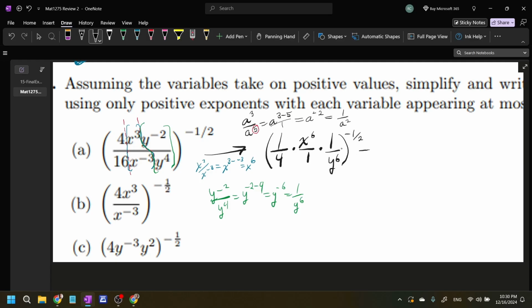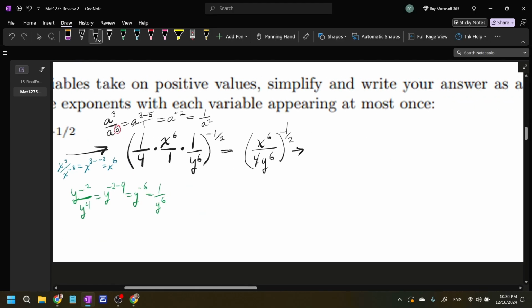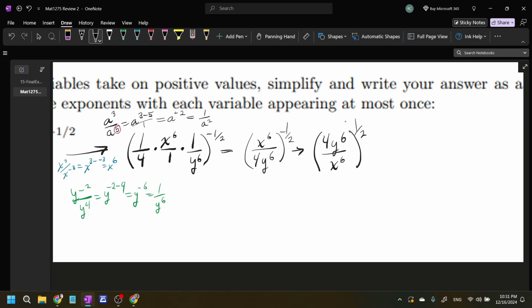Let's put this all in one fraction. So that's going to give us x to the 6th over 4y to the 6th, raised to the negative 1/2 power. Now, because our exponent is negative here, we can go ahead and flip this entire fraction. So now we have 4y to the 6th over x to the 6th, raised to the 1/2 power. Now we don't have a negative exponent, and now we can distribute this 1/2 power.